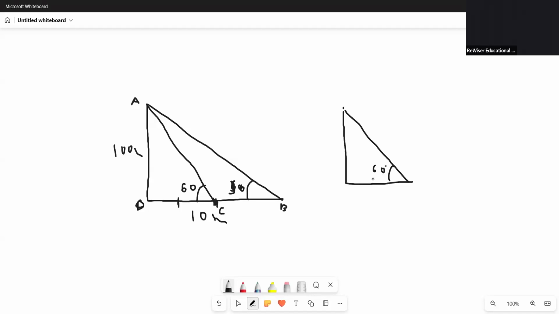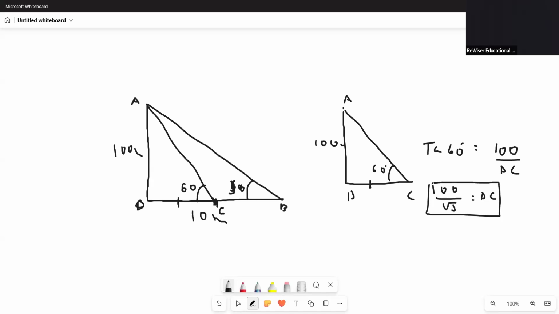So this is 100 meters, that's the height of the lighthouse, and we need to get this. So this is A, this is D, this is C. Again, we need to think of the ratio, sine, cos, or tan, which we can apply. Tan of 60 degrees is equal to opposite by adjacent, so that's 100 over DC. So we got DC as 100 over root 3. That's how we can calculate the distances that we need to find out.